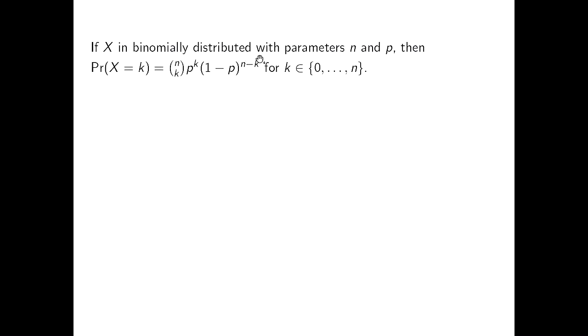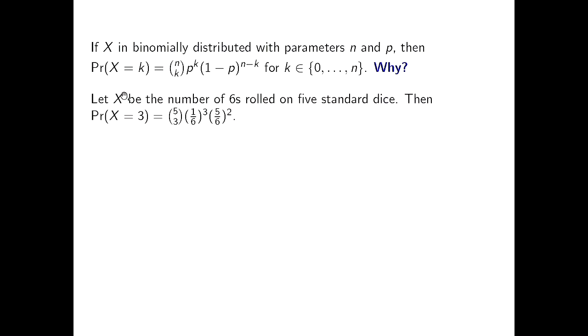Okay, so why is this our formula? Let's look at an example. If x is the number of 6s we get when we roll 5 standard dice, or if you like, when we roll a standard dice 5 times, then this formula tells us that the probability that x is 3, that we roll 3 6s, is 5 choose 3 times 1/6 to the power 3 times 5/6 squared.